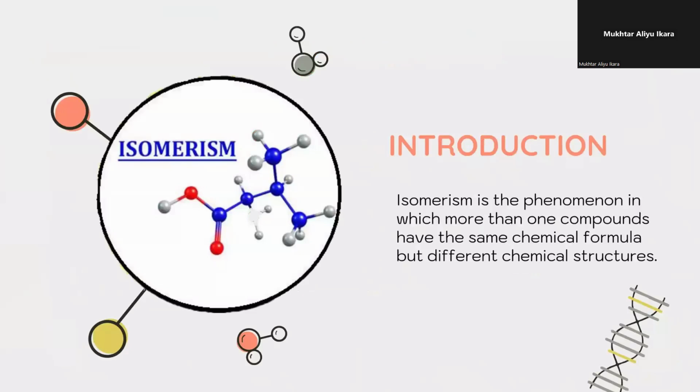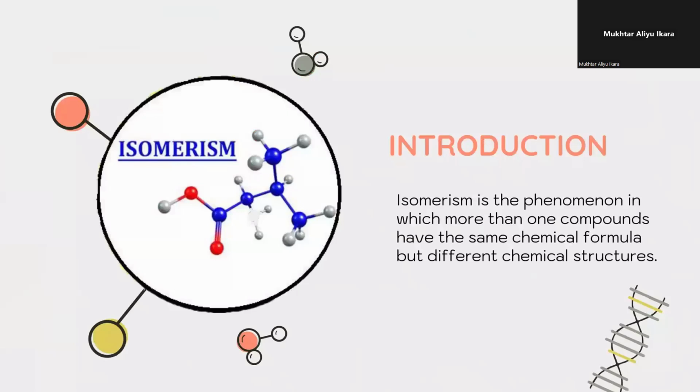If you look at them, you see that they have the same number of carbon, the same number of hydrogen, the same number of oxygen, and any other element. Their numbers are the same, but in terms of the chemical structure, in terms of the arrangement, they differ. So this is what you call isomerism. When compounds have the same molecular formula but different structural formula, that is isomerism.